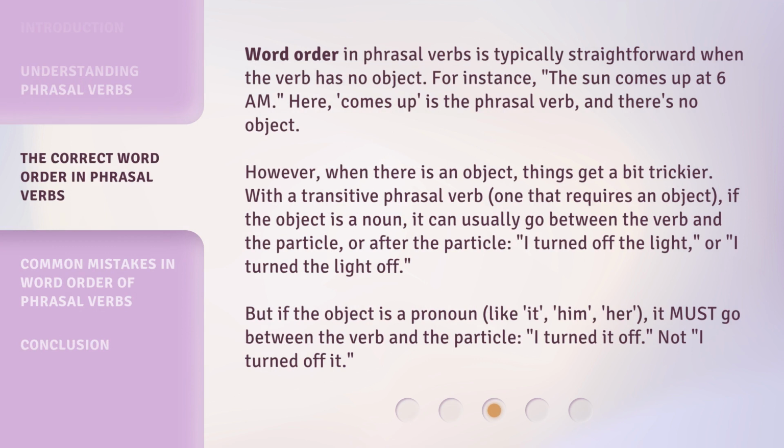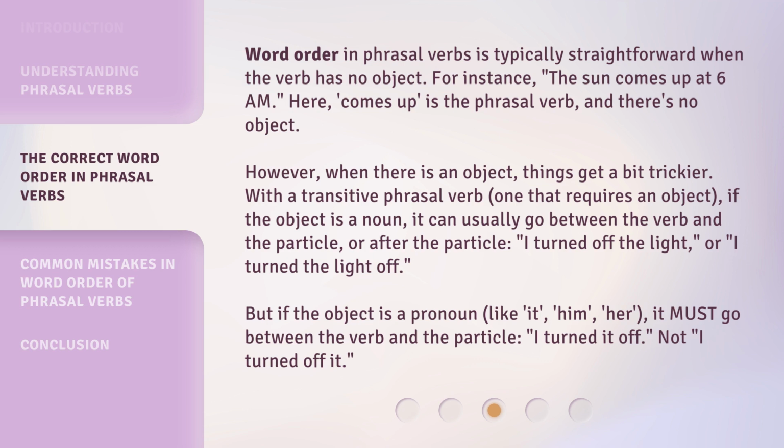Word order in phrasal verbs is typically straightforward when the verb has no object. For instance, the sun comes up at 6 a.m. Here, comes up is the phrasal verb, and there's no object. However, when there is an object, things get a bit trickier.